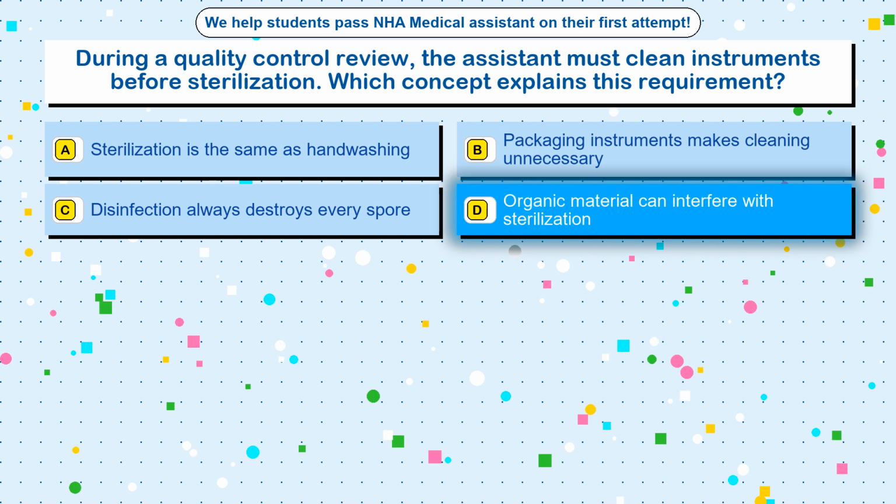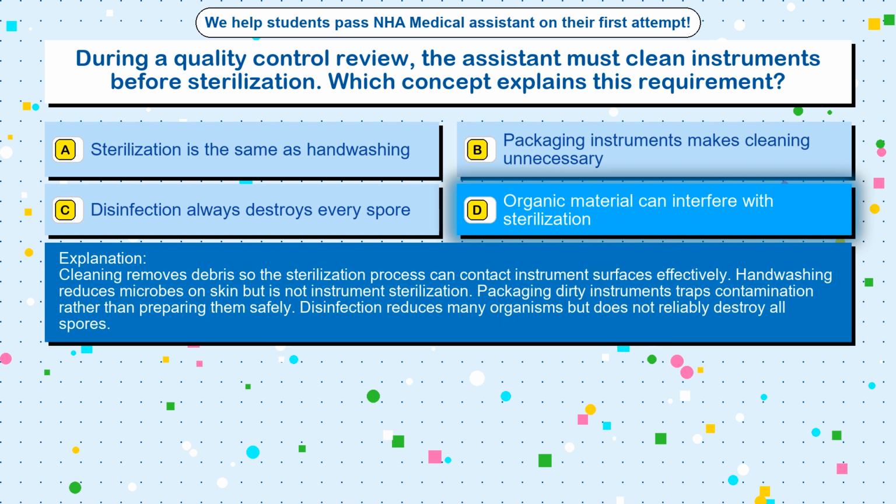Organic material can interfere with sterilization. Cleaning removes debris so the sterilization process can contact instrument surfaces effectively. Hand washing reduces microbes on skin but is not instrument sterilization. Packaging dirty instruments traps contamination rather than preparing them safely. Disinfection reduces many organisms but does not reliably destroy all spores.